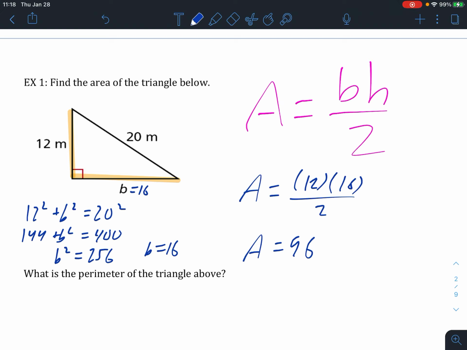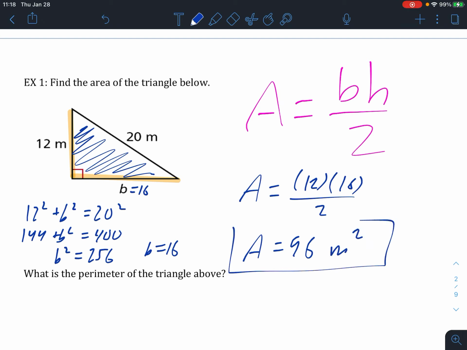Units in this chapter are very important. 96 what is the area of the triangle? Okay, there's 96 of what inside this triangle? Okay, the units are given to you. M stands for meters. This is 96 square meters. Okay, that is not read as 96 meters squared. It's read as 96 square meters.